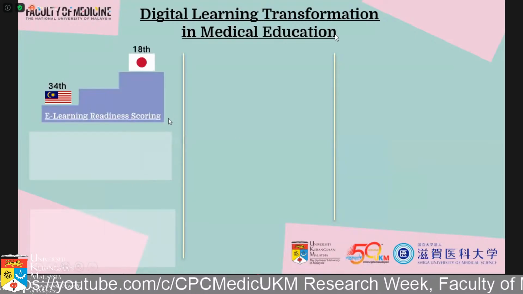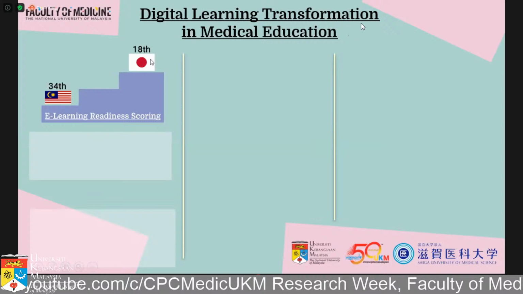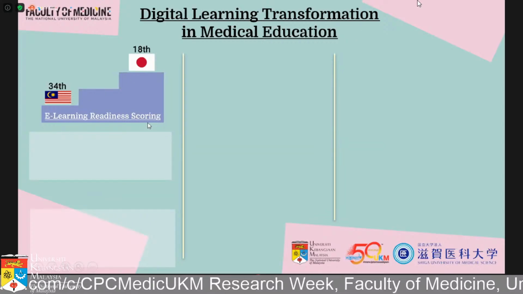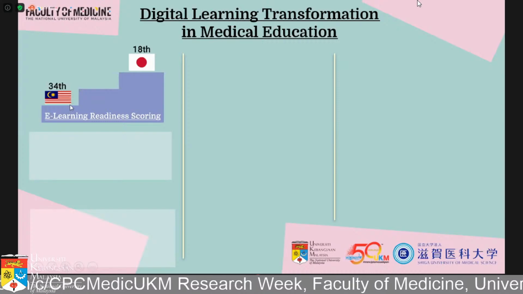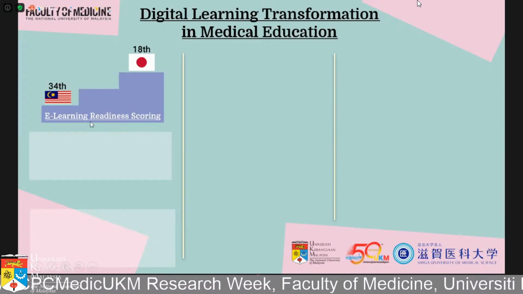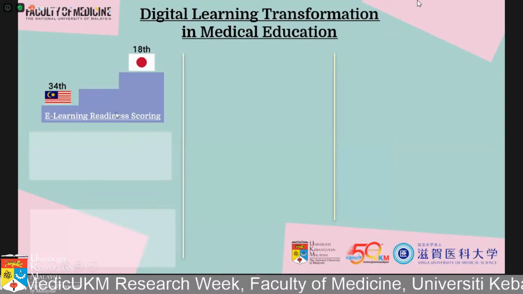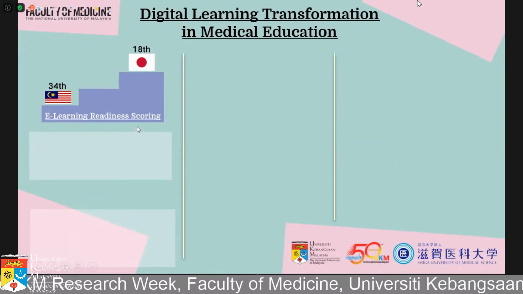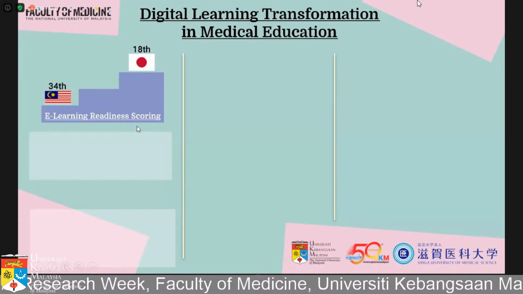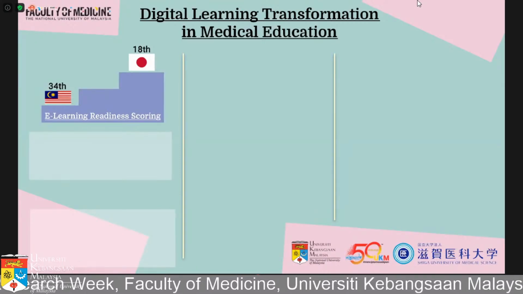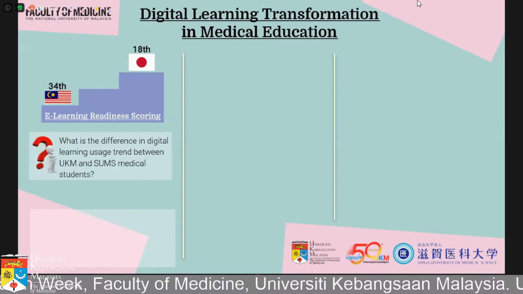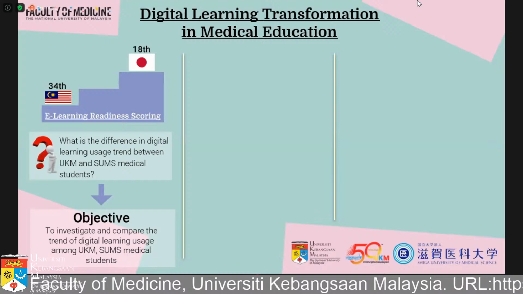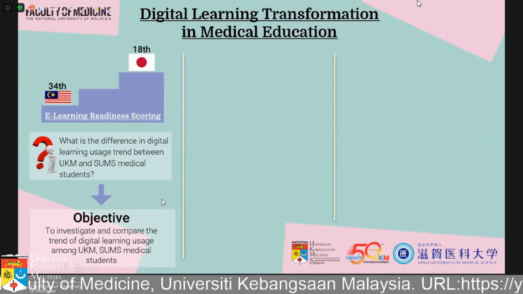If we look into statistics, Japan was ranked higher, in 18th place, based on the International E-Learning Readiness Scoring in 2008, while Malaysia was only at 34th place at that time. However, it has been quite some time since the conduction of this survey. Hence, during our clinical attachment at Shiga University of Medical Science, Japan, which I will refer to as SUMS throughout my presentation, we are interested in exploring the difference in digital learning trend between Japanese and Malaysian medical students, particularly in UKM and SUMS.